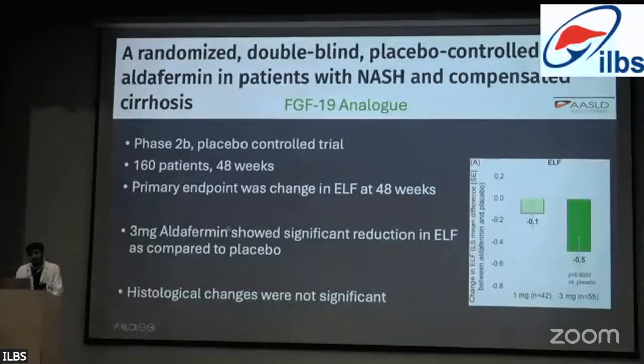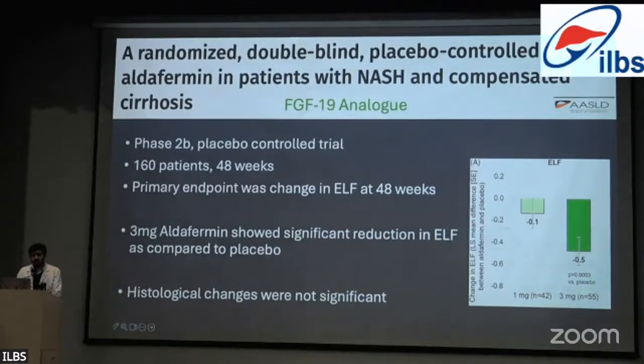So along the same lines of the FXR agonist, we have another molecule, which is the FGF19 analog. Now, just to recall, FGF19 analogs cause a stimulation of the FGFR4 on the hepatocytes, which causes reduced CYP7A1 expression and therefore causes reduced bile acid formation.